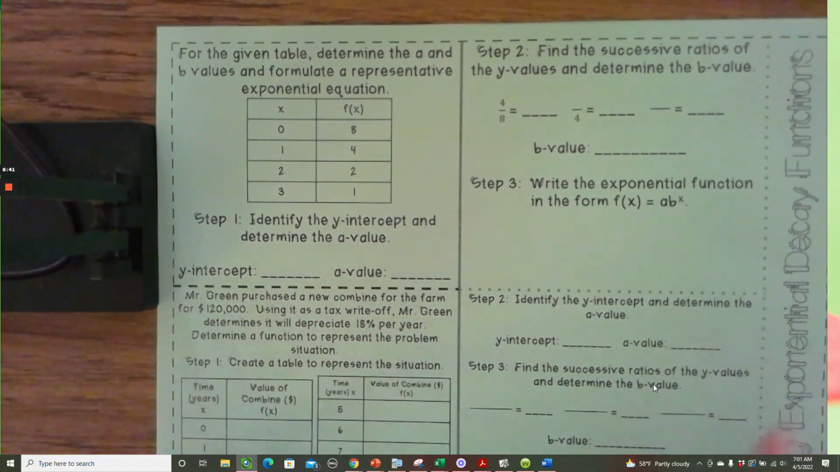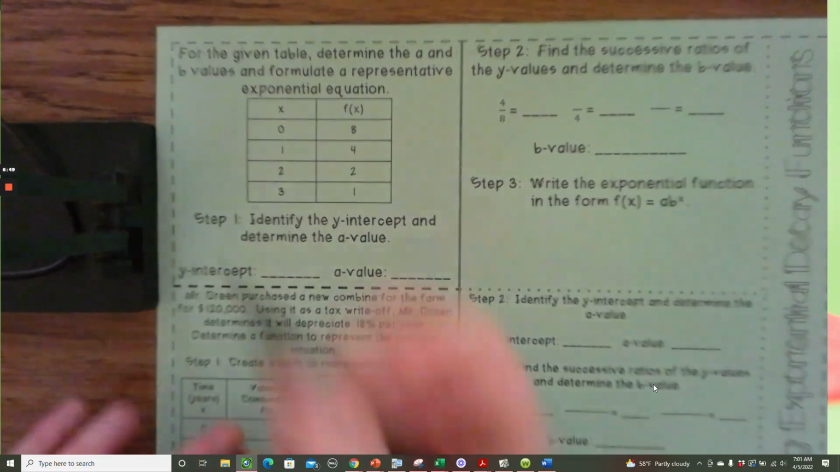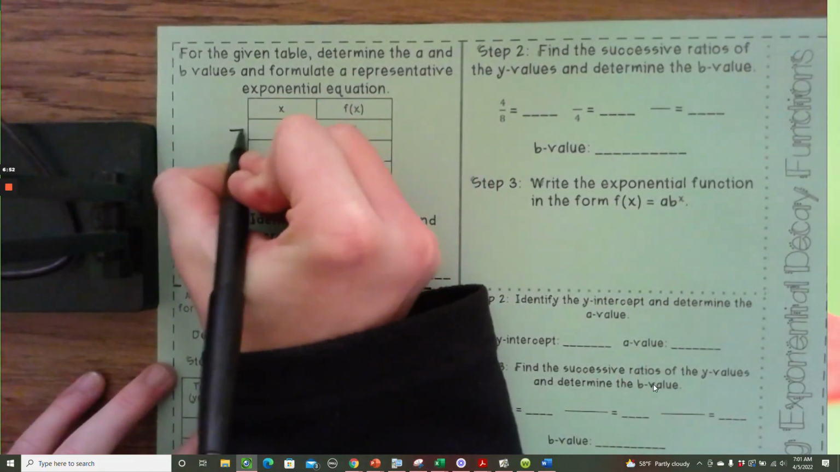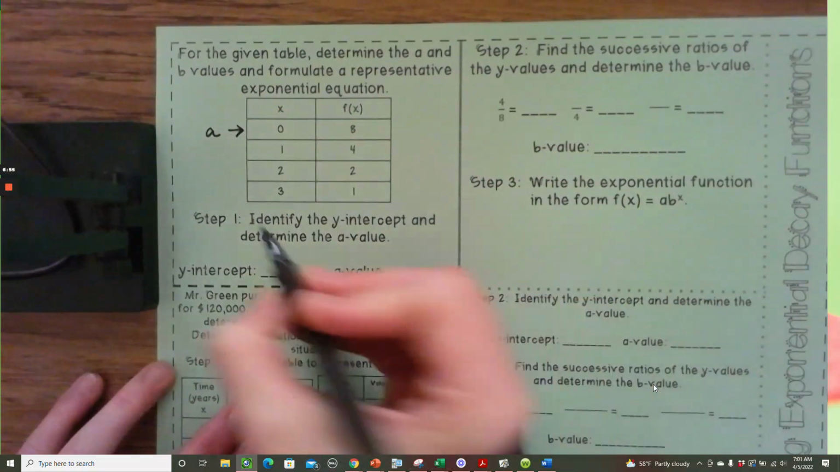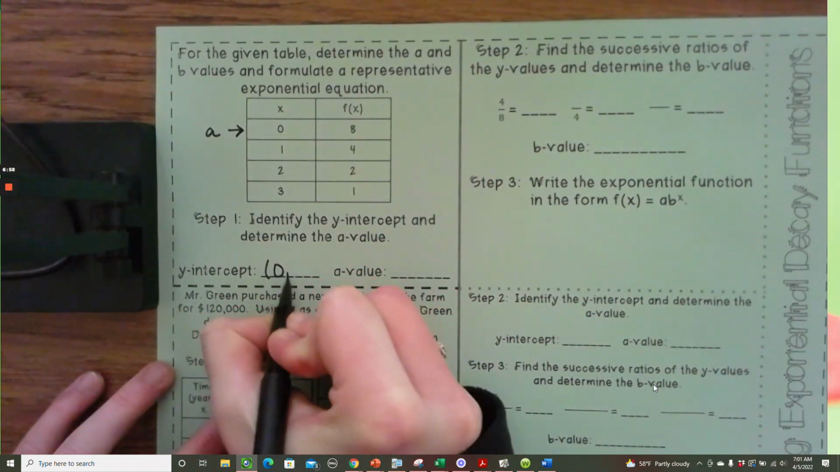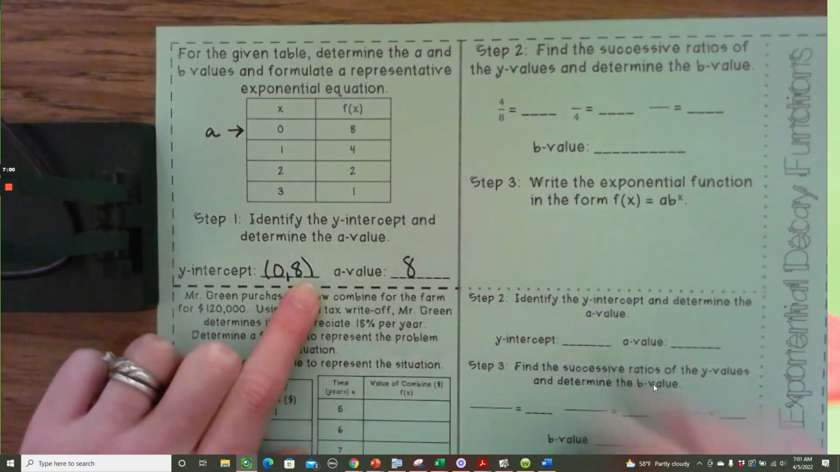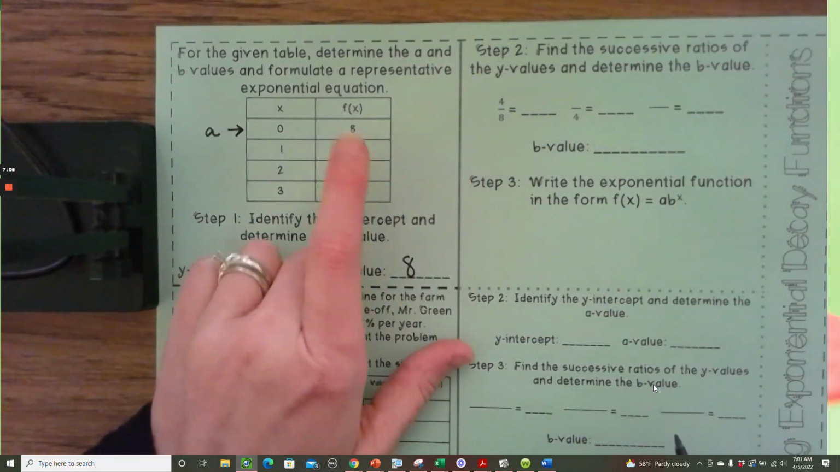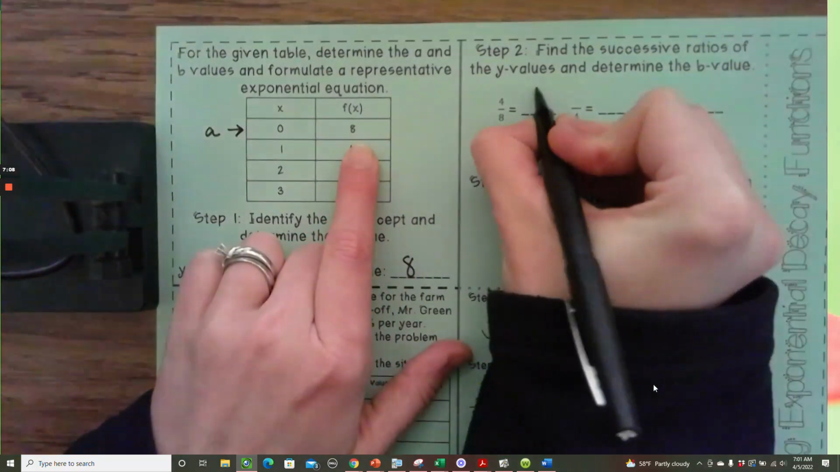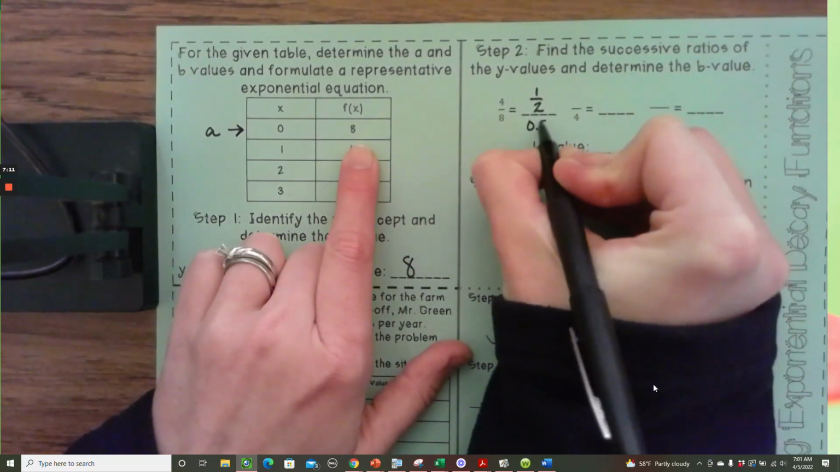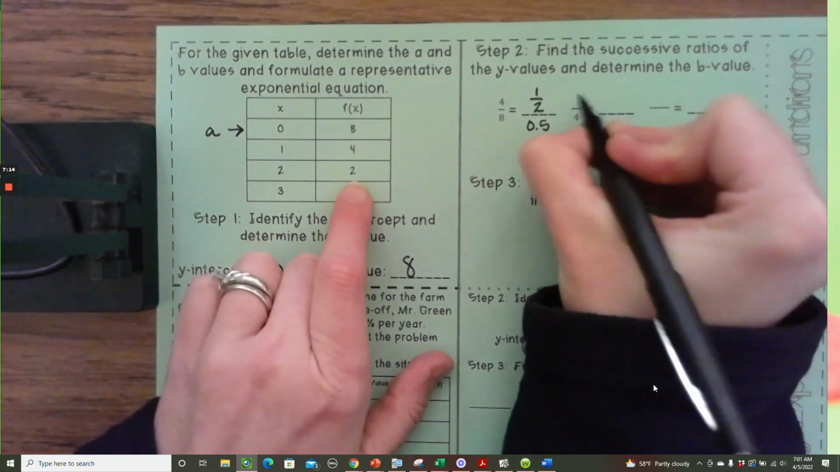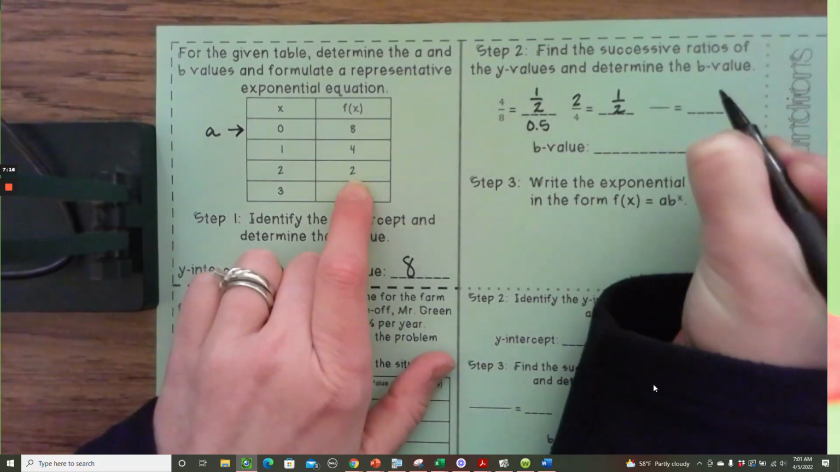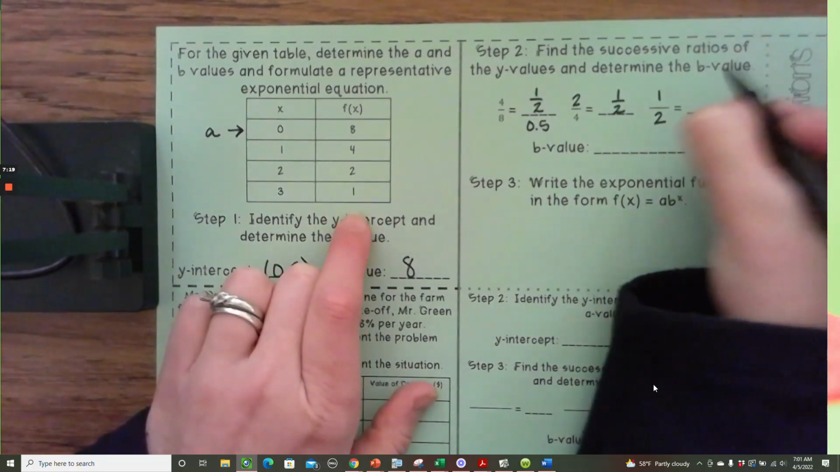All right, so for the given table, determine the a and b values and formulate a representative exponential equation. All right, so we find our y-intercept again, where x is 0. That's our y-intercept. So 0, 8, which means my a value is that 8. Then we find the successive ratios to find the b value. So we do 4 over 8. That simplifies to 1/2 or 0.5. So the next one we would do would be 2 over 4. That's also 1/2. And then we do 1 over 2, which is 1/2.